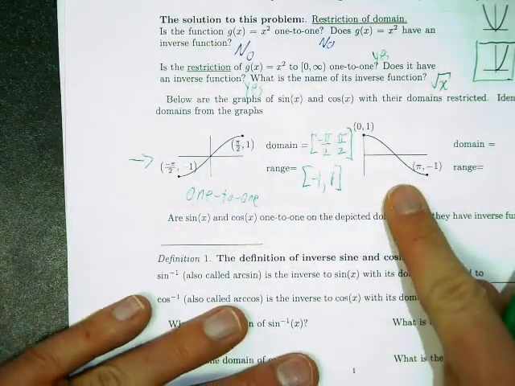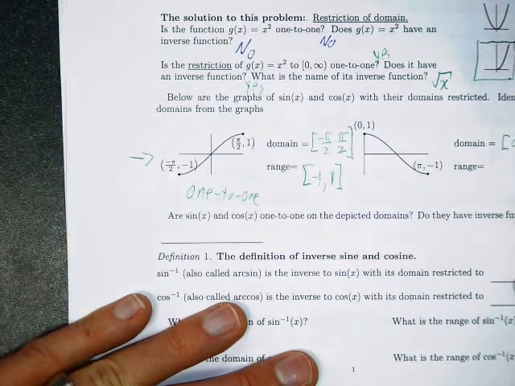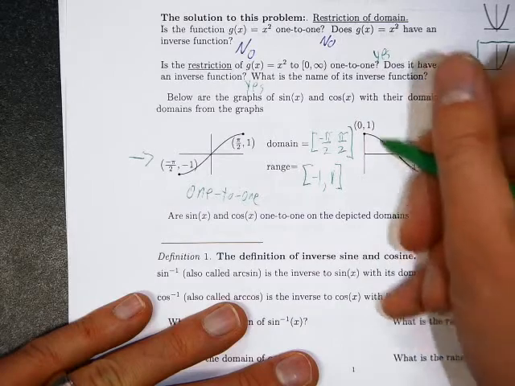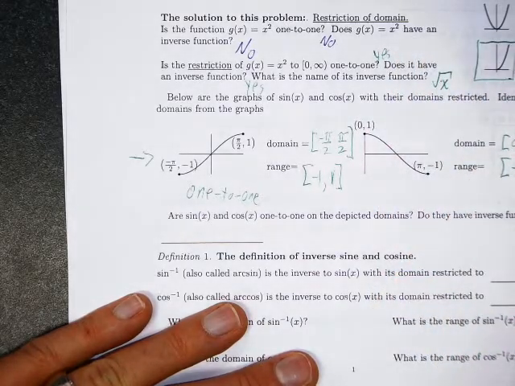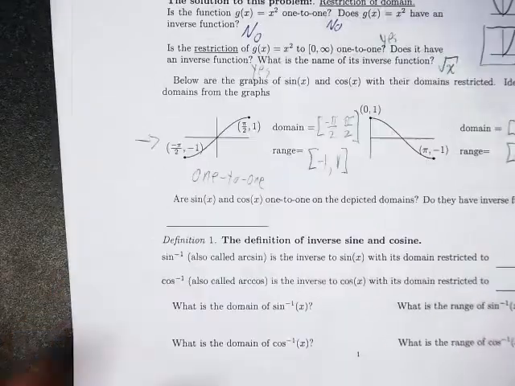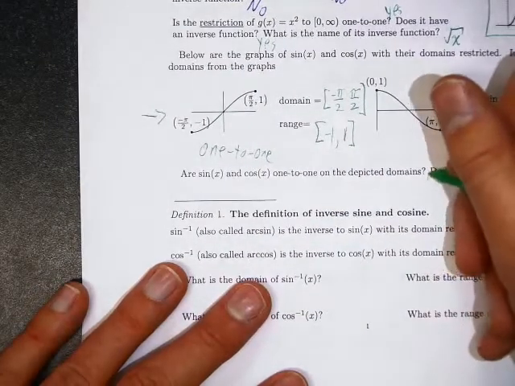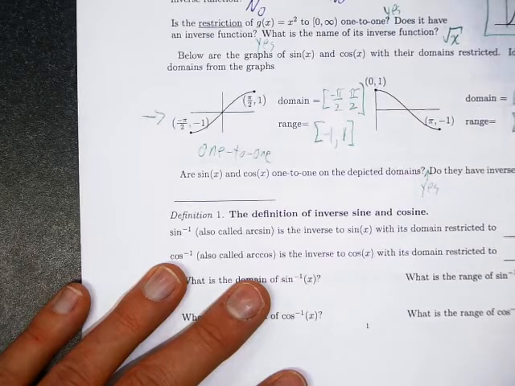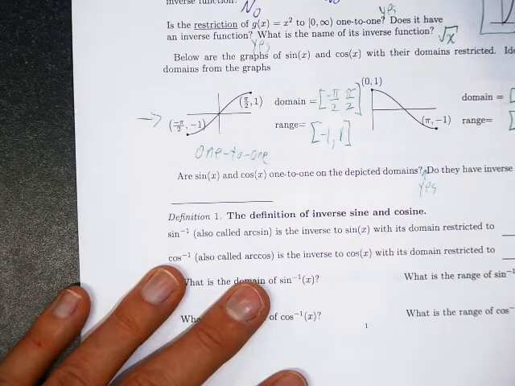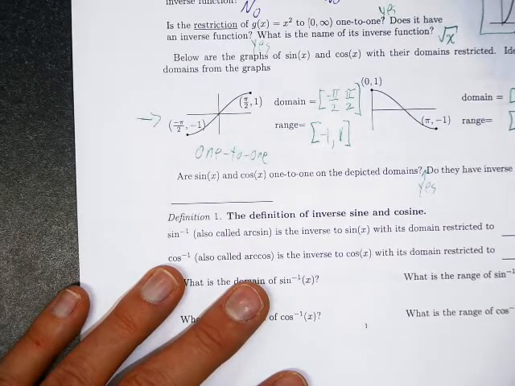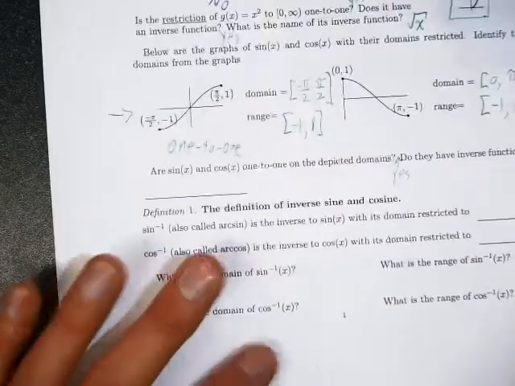There's cosine. I've restricted its domain to be the interval from 0 to pi. And I still see its range hits all y values from negative 1 up to 1. So, are these 1 to 1? They are. Do they have inverses? Yeah, because they're 1 to 1. Yeah, bingo.